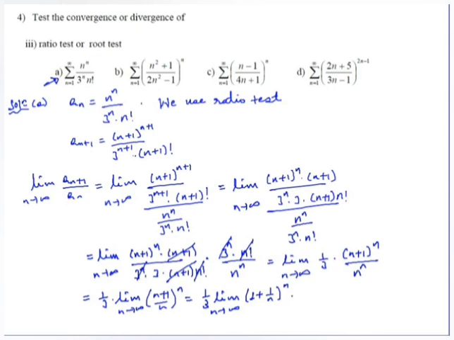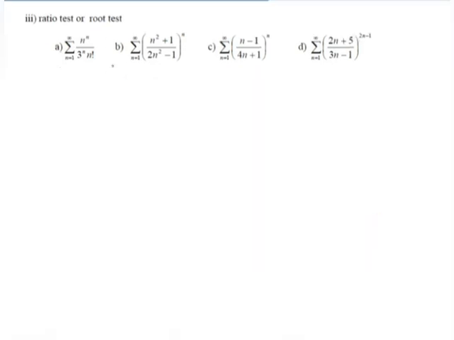So this will be e over 3, which is a number less than 1. By the ratio test, the given series n to the power of n over 3 to the power of n times n factorial converges. It converges. Okay, now we come to the b part.